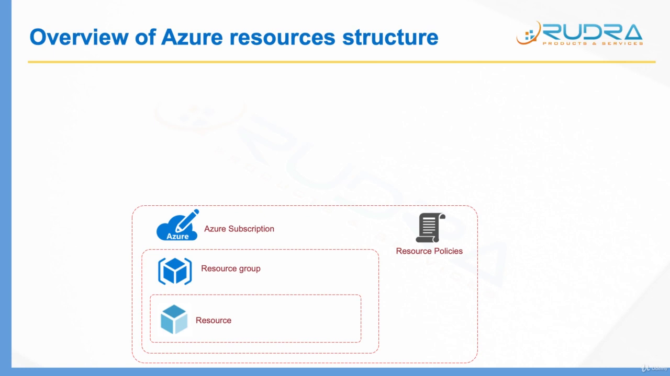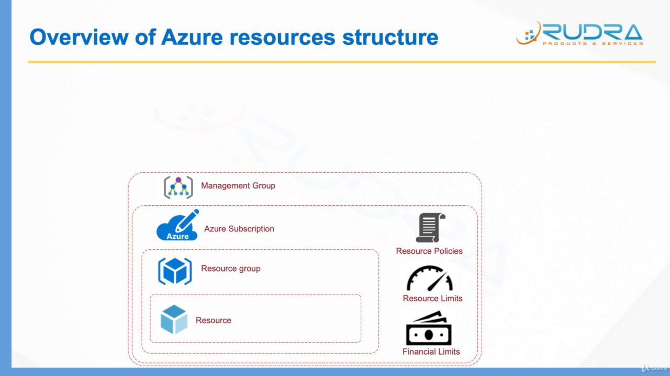For example, let's say you want to avoid deploying storage accounts into the resource groups that belong to this subscription. Then you can define a policy and apply it so that nobody will be able to deploy storage accounts into the resource groups under that subscription. By the way, resource policies can be applied at the resource group level also. And in addition to policies, you can apply resource limits, and also financial limits at the Azure subscription level. And each of these Azure subscriptions can belong to a management group.